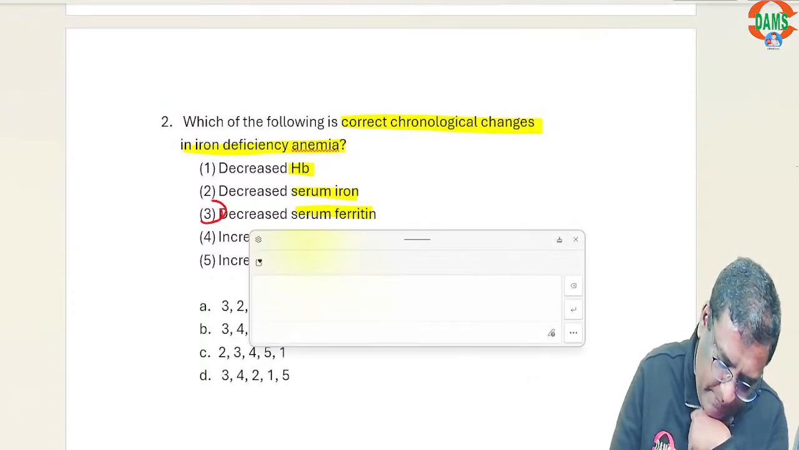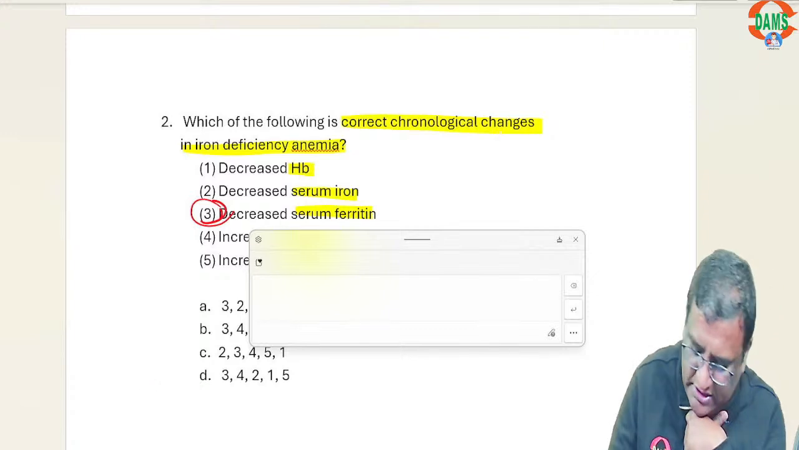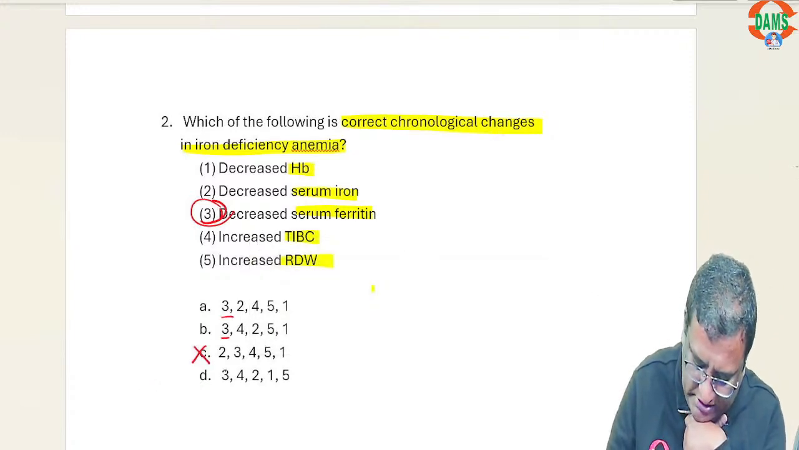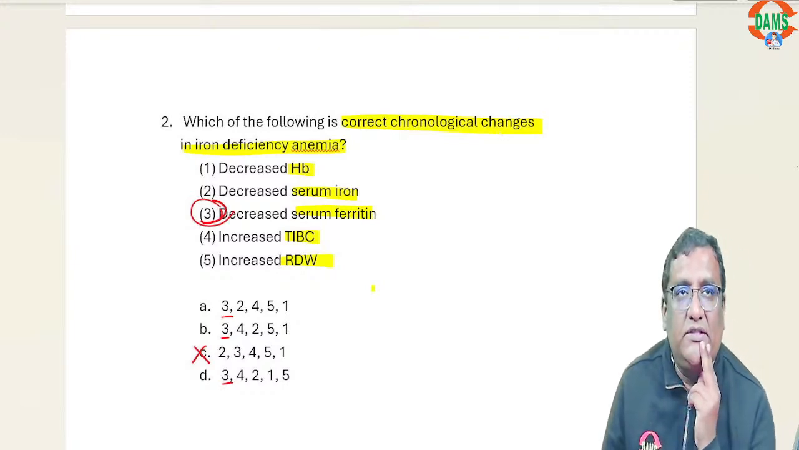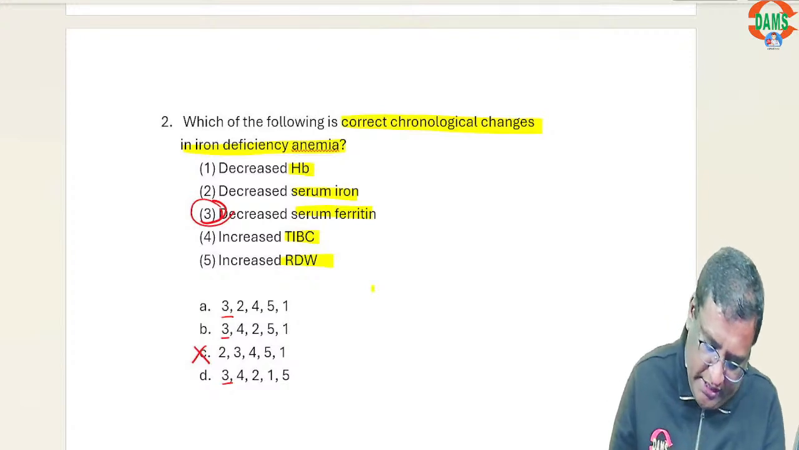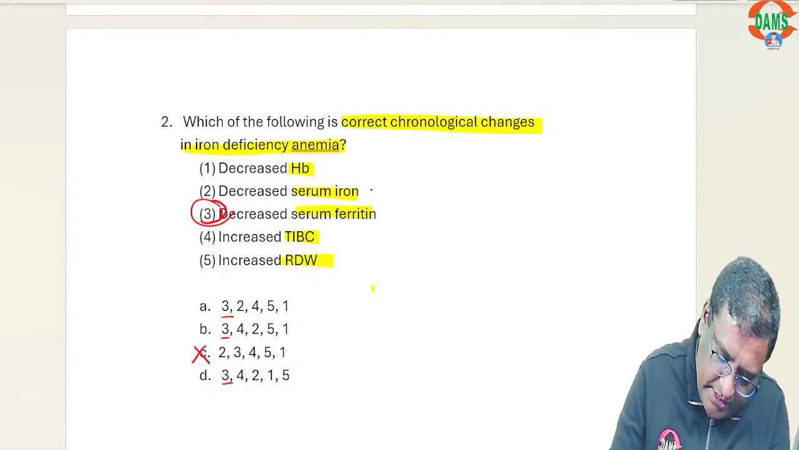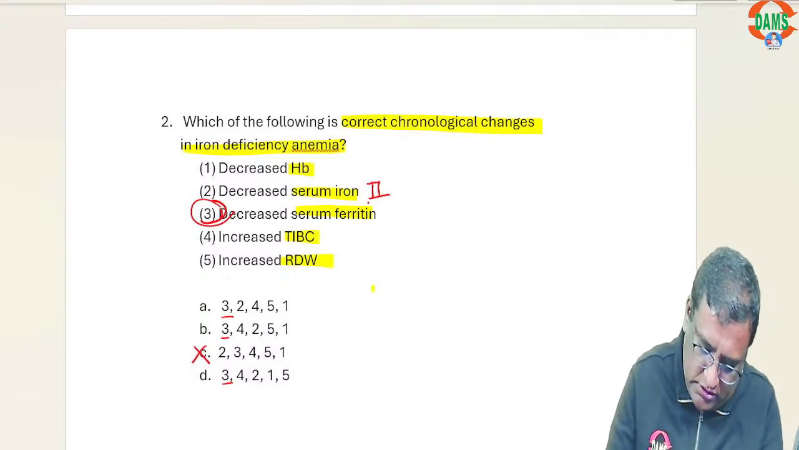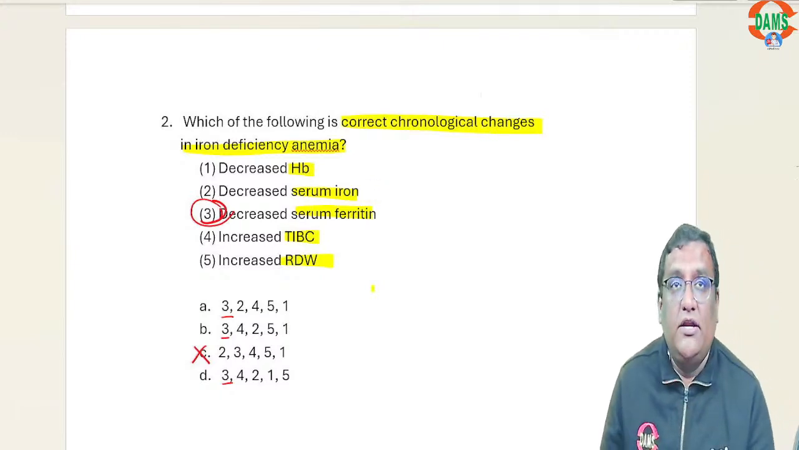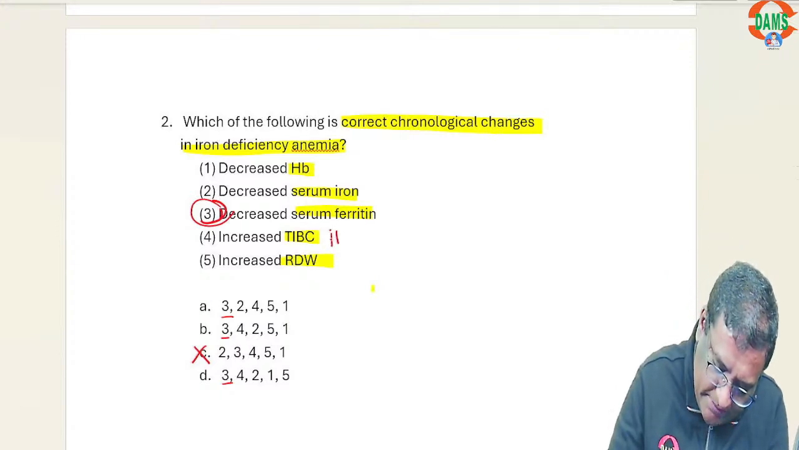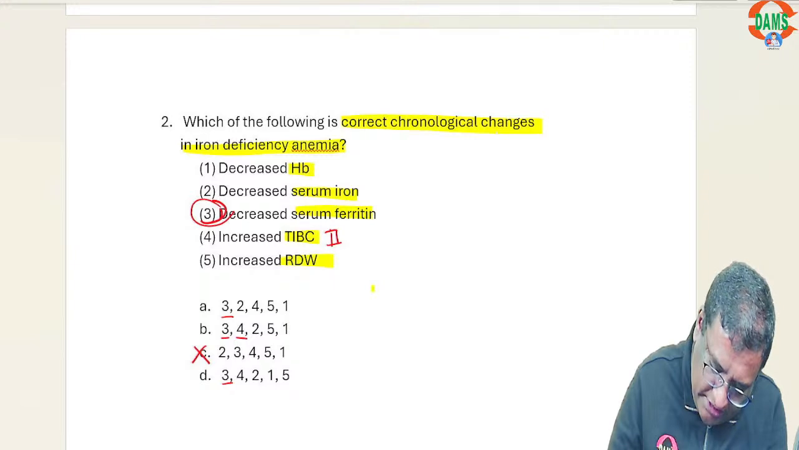This is the one which will happen first. So the answer will be whatever starts with 3. So C is not the correct answer. All others are starting with 3, right? Yes. Then after that, what do I look? After serum ferritin, next will be, so second in order will be, sorry, not decrease in serum iron. After that, there will be increase in TIBC happening. So after 3, it will be 4.